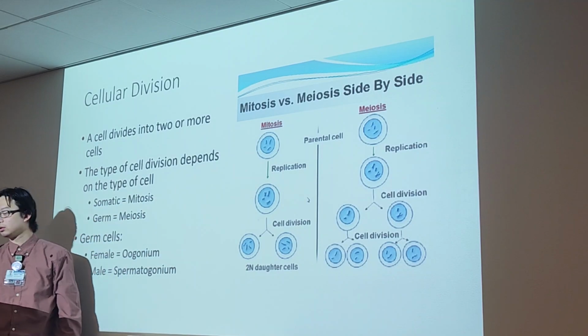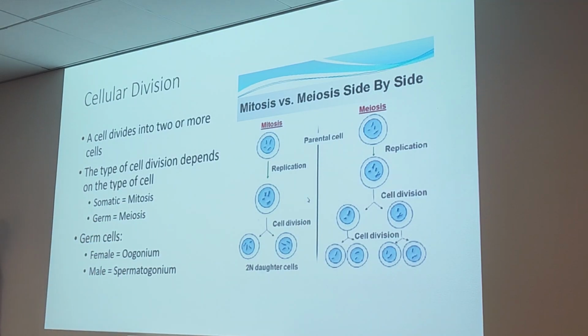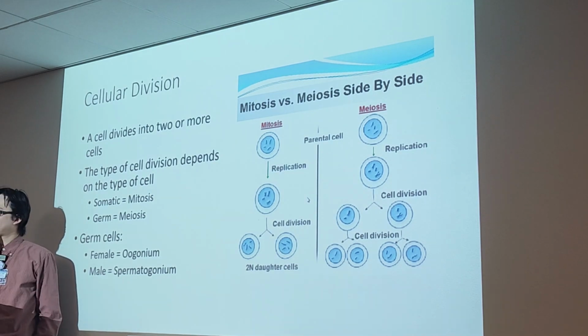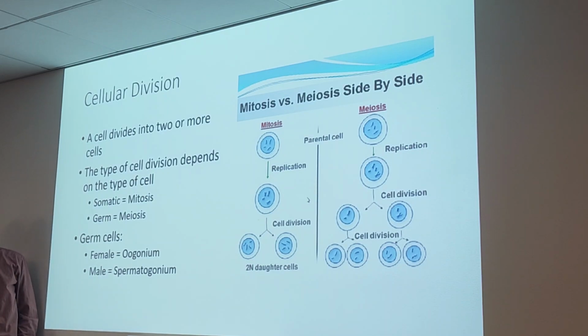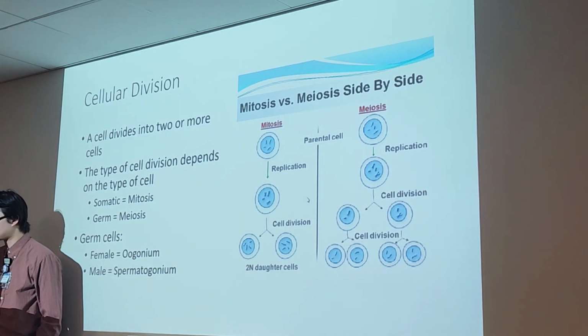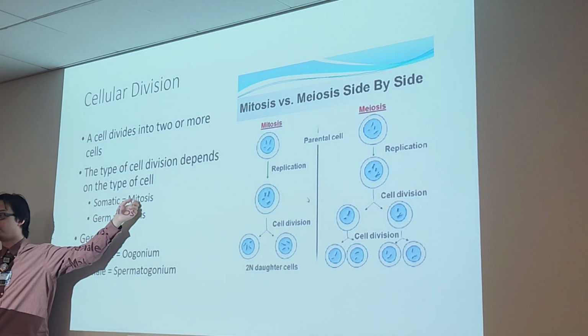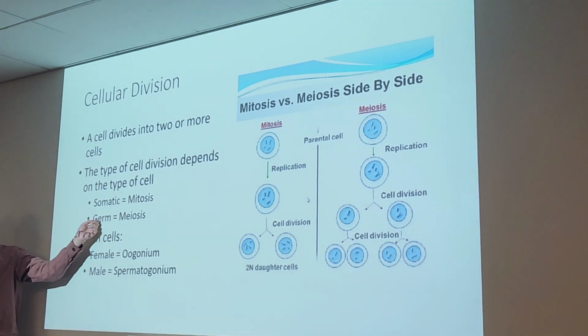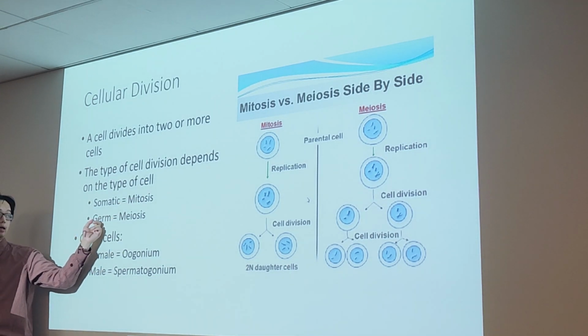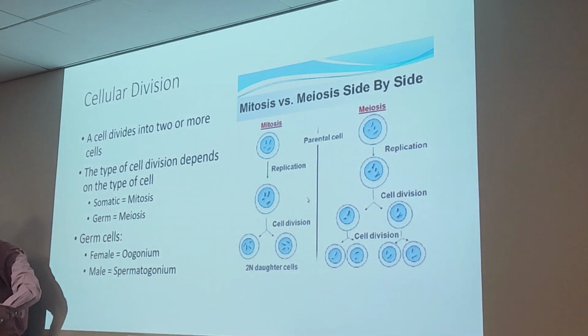Why the difference? It's because one is somatic cells and one is germ cells. Germ cells, you mean that our body's getting sick? No. What kind of germ cells are we talking about? Female or male reproductive cells? Yes, our reproductive cells. Germ cells are reproductive cells, sex cells, right? So somatic cells, body cells, mitosis. Germ cells, reproductive cells, sperm, egg, that is meiosis.